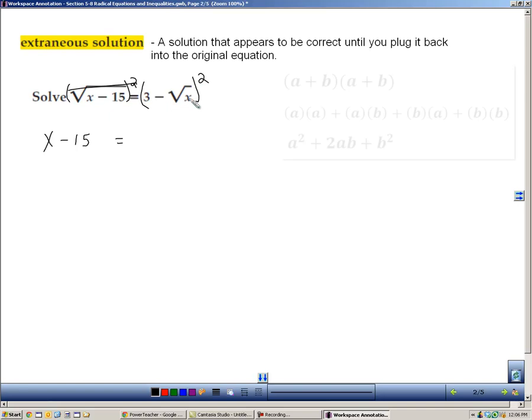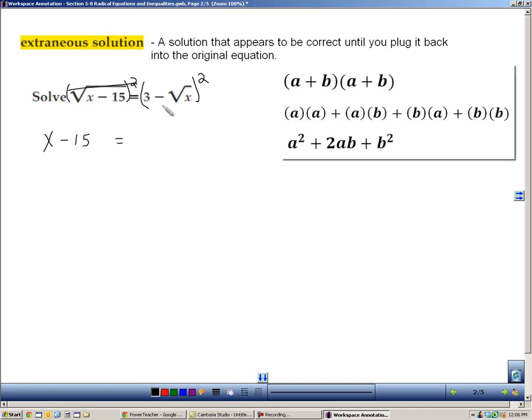I'm going to use the square of a sum rule and create what's called a perfect square trinomial, if you will. So we square the 3, we get 9, minus 3 times root x times 2. 3 times 2 is 6. And then we square the last term. The square of the square root of x is just going to be x.